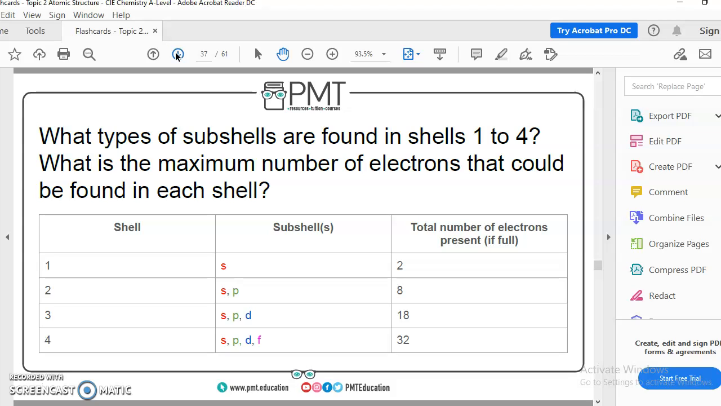Now if we talk about the third shell, it can hold a maximum of 18 electrons, because s, p and d subshells are there. s holds 2 electrons, p holds 6 electrons, and the remaining 10 are in the d subshell. And the fourth shell has 4 subshells. So the first shell has 1 subshell, the second 2 subshells, the third 3 subshells, the fourth 4 subshells. The fourth shell can hold a maximum of 32 electrons.